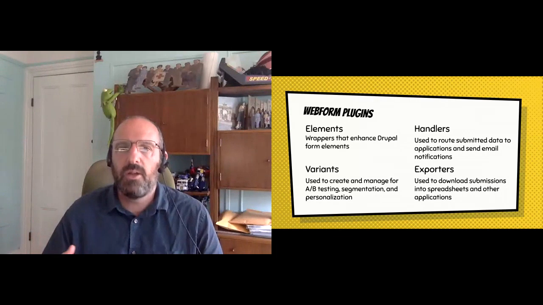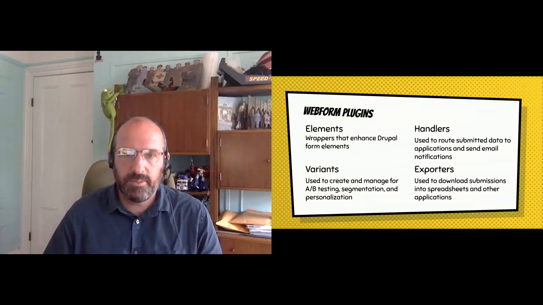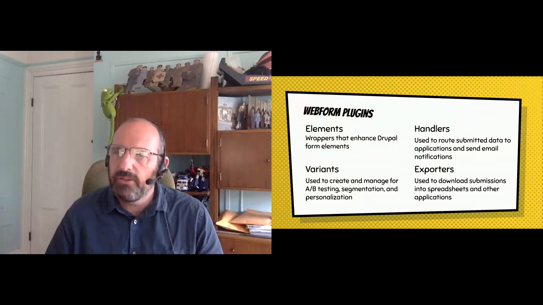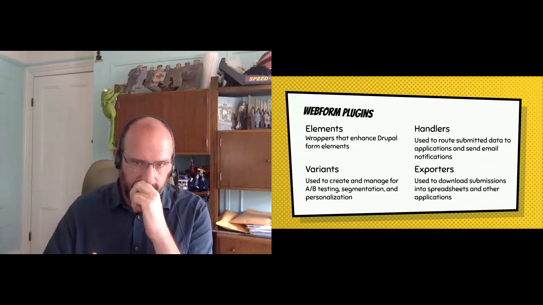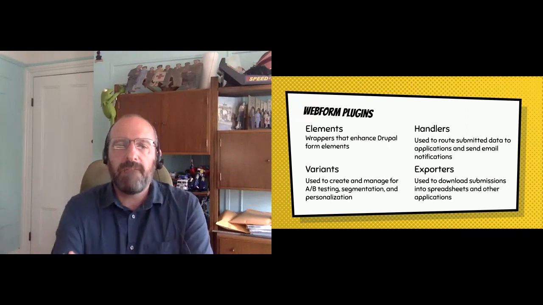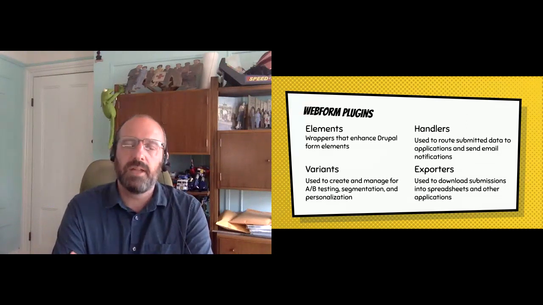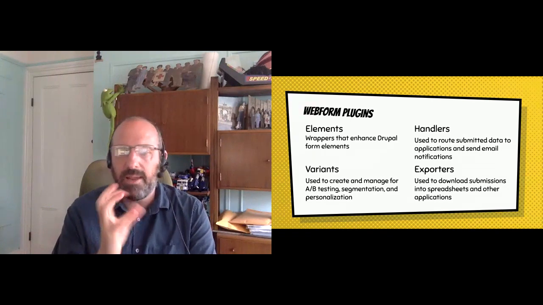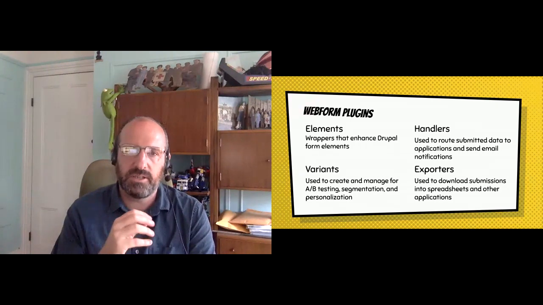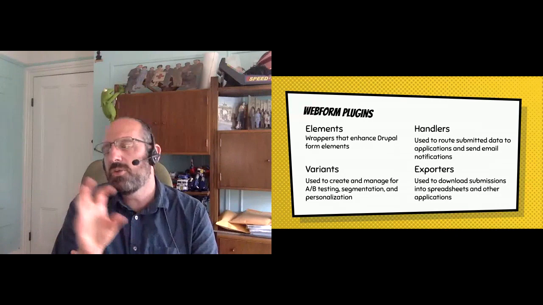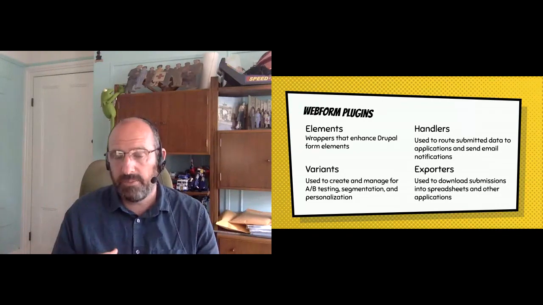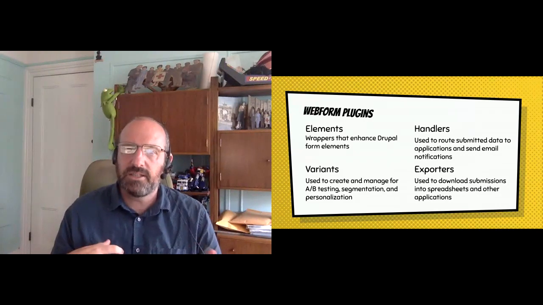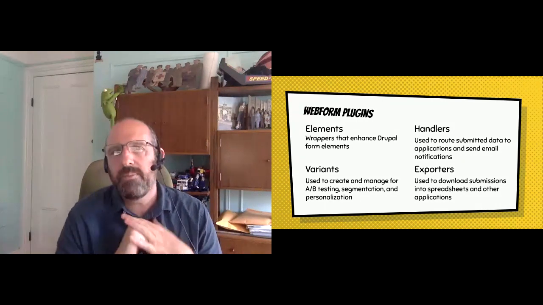Elements have a plugin that wraps around Drupal's form API elements. I'll get to those in a little bit. Handler is what you saw with the emails going out. So when I send an email, it's being handled, and the handler sends the email. And variant is a new feature that allows you to tweak everything about a form to create A/B testing, segmentation, and personalization. And what's important, you can do conditional logic, just hide and show elements. But variants allow you to take it a step further, where you could change the labels of your entire form.